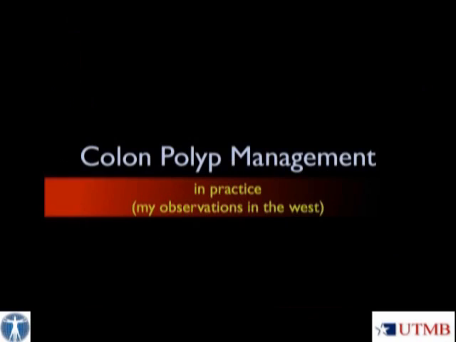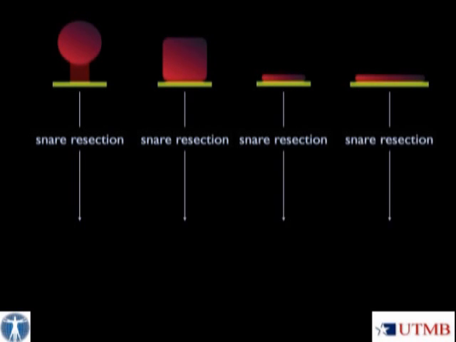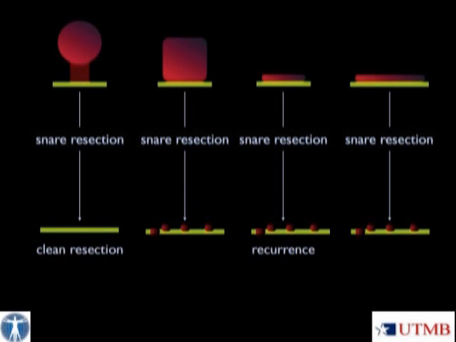Although one should select the most appropriate resection technique depending on the type of the lesion, in practice, snare resection is often used for management of pedunculated polyps as well as sessile polyps and even flat lesions and lateral spreading lesions. This can result in recurrence of polyps, especially after the use of simple snare resection for removing sessile polyps, flat lesions, and lateral spreading lesions.